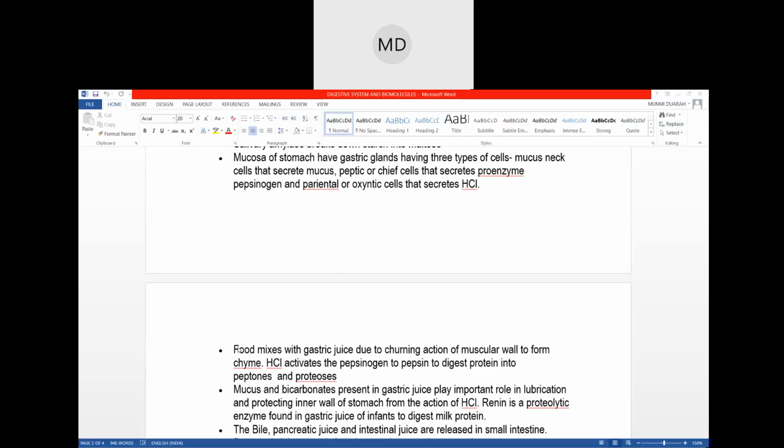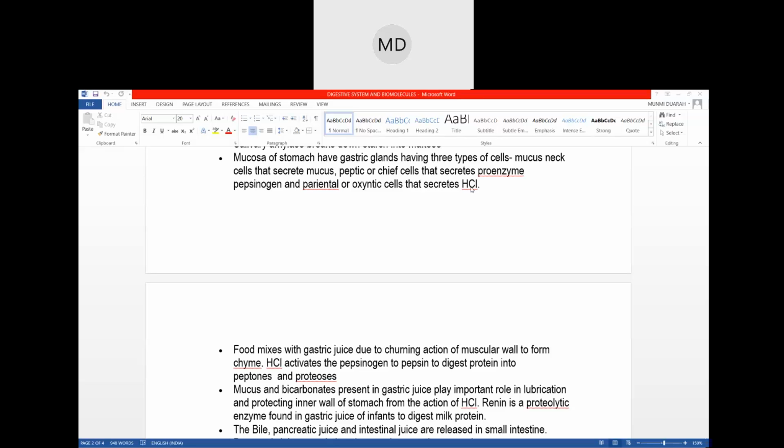So getting back to the topic, the gastric juice has hydrochloric acid. Normally pepsinogen stays inactive. But when pepsinogen interacts with hydrochloric acid, it is converted into pepsin. And what is the function of pepsin? Pepsin helps in the digestion of protein.